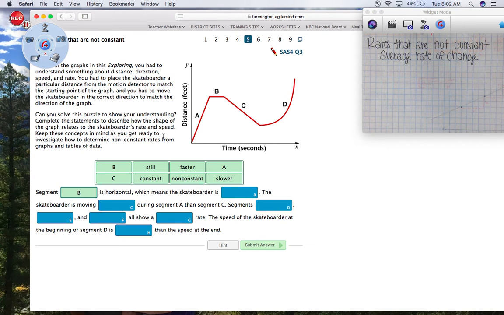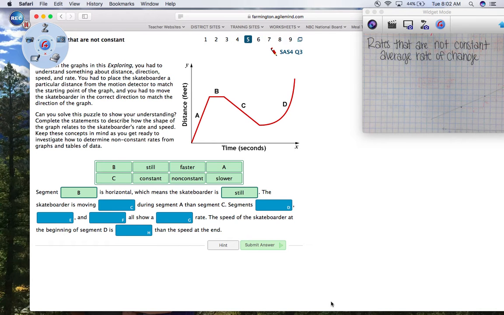And again, you can pause the video and see if you can look at this and figure out what all the answers are, but I'm going to go ahead and explain now. So which means the skateboarder is still. He's not moving. He's not increasing his distance. He's not decreasing his distance, so he's standing in the same spot.